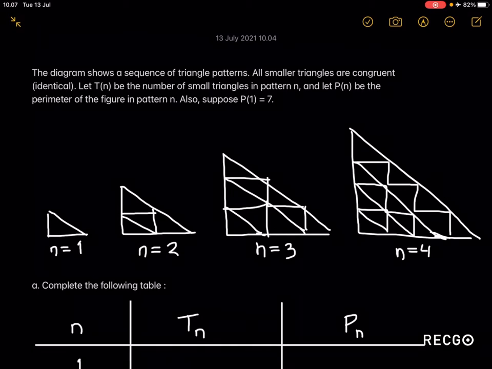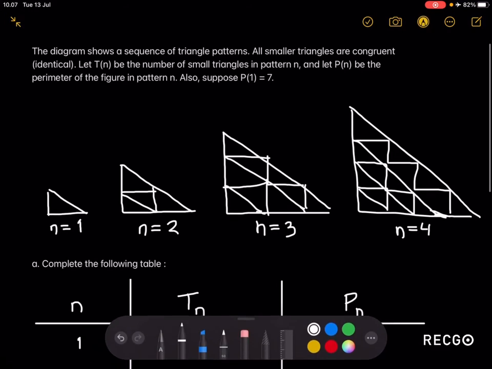Here we're going to look at another number patterns and sequences problem. The diagram shows a sequence of triangle patterns. All small triangles are congruent or identical, which means every single one of these has exactly the same dimensions.